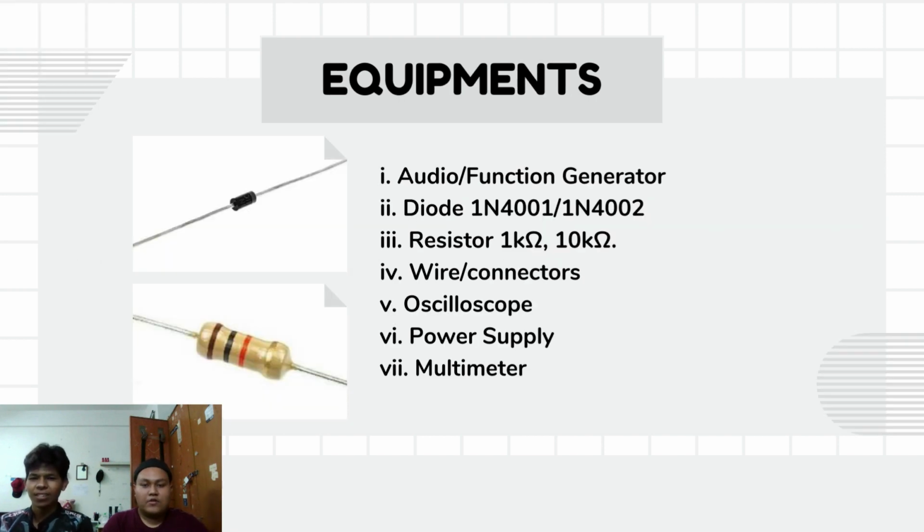Okay, equipment pula. Yang pertama, audio ataupun function generator. Yang kedua, diode 1N4001 atau 1N4002. Yang ketiga, resistor 1 kilo ohm dan 10 kilo ohm. Yang keempat, wire atau connectors. Yang kelima, oscilloscope. Yang keenam pula, power supply. Dan yang ketujuh, multimeter.